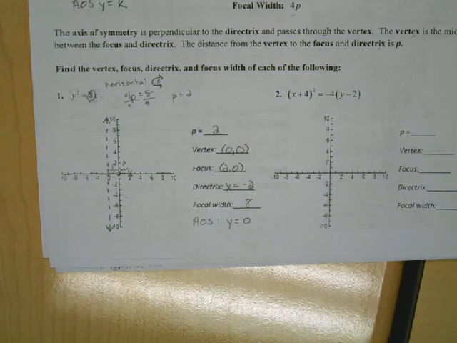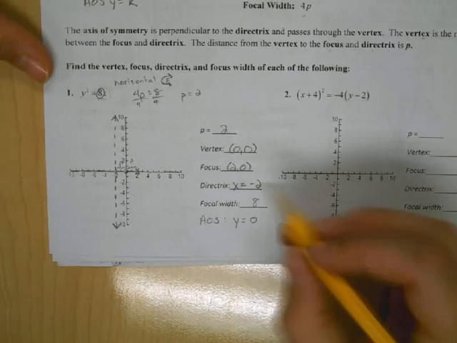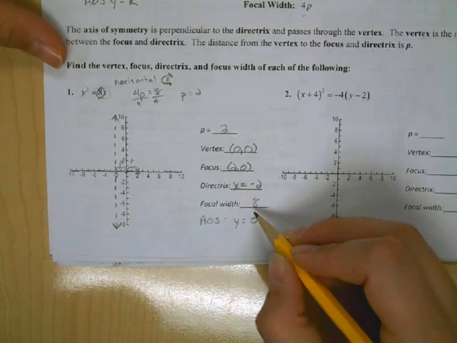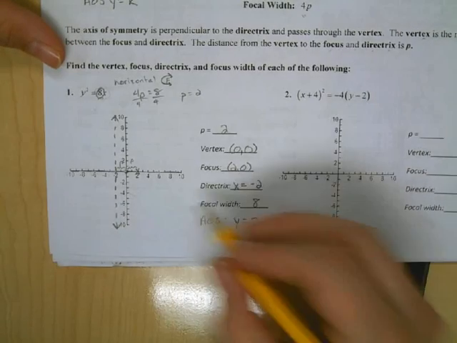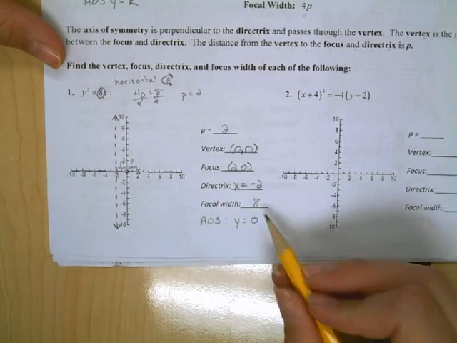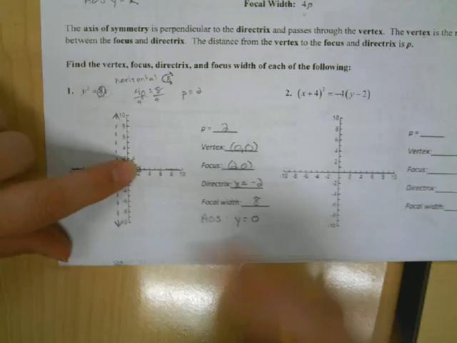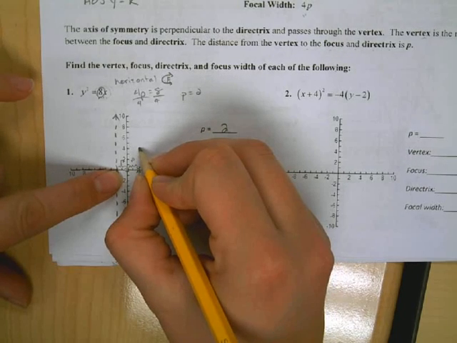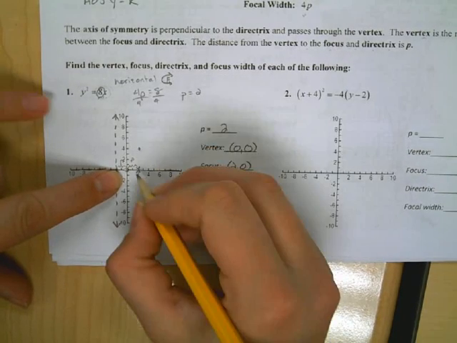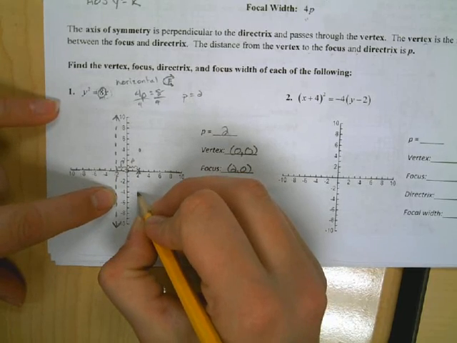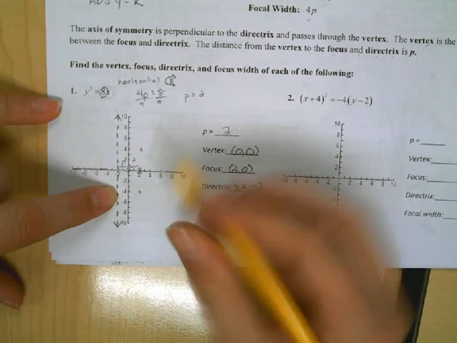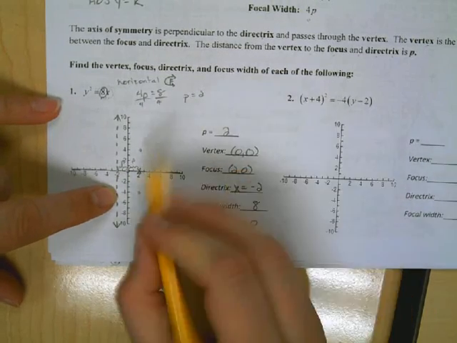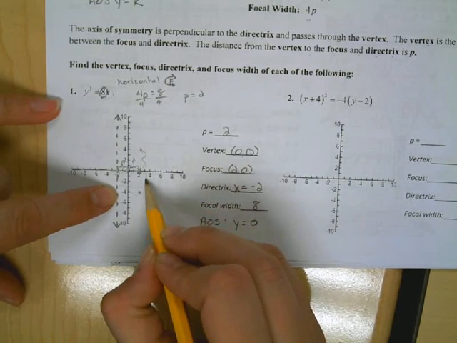Okay, so when you talk about the focal width, our total focal width is 8. So if I have a total width, going from end to end, of 8, and my focal point is in the middle, well, that means I would have to go up 4 units and down 4 units. That would give me a total of 8, okay? From here to here would be 8 units.